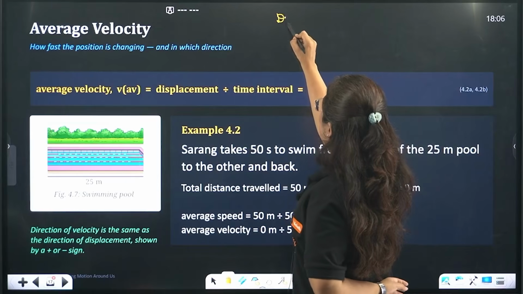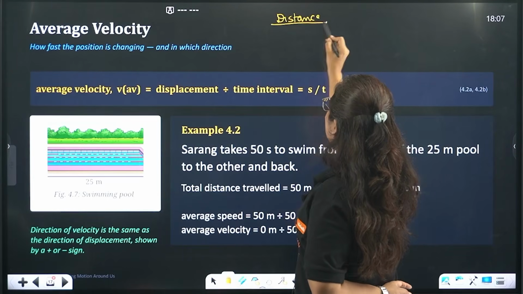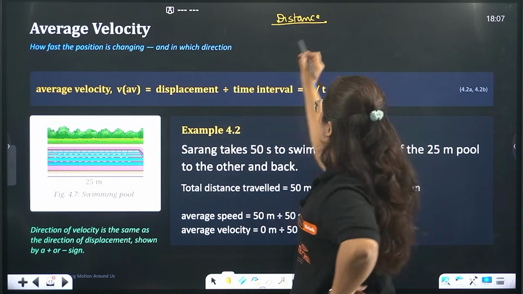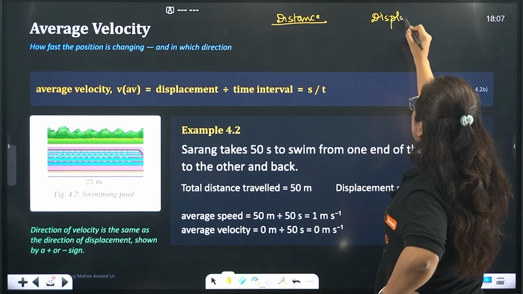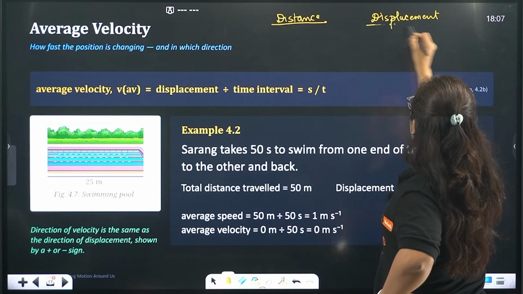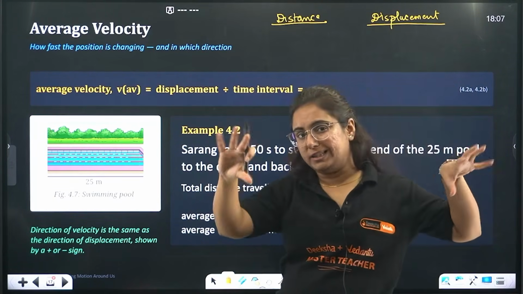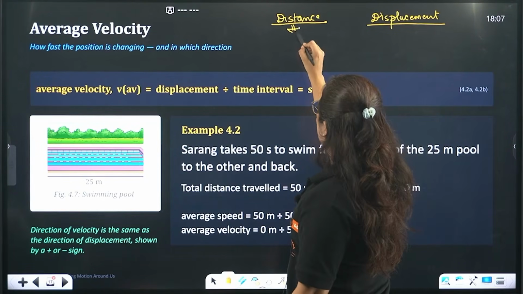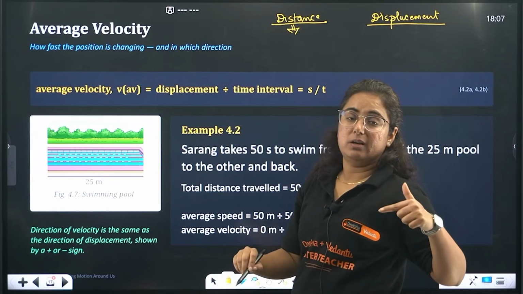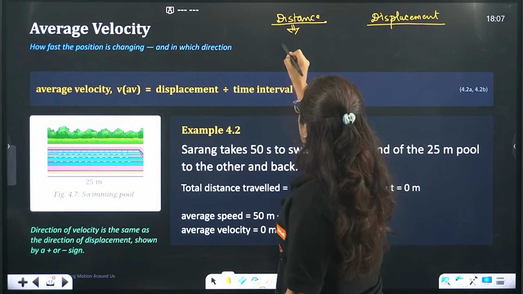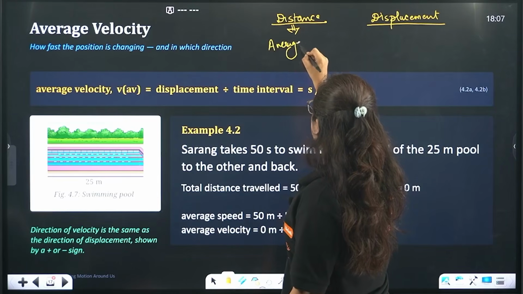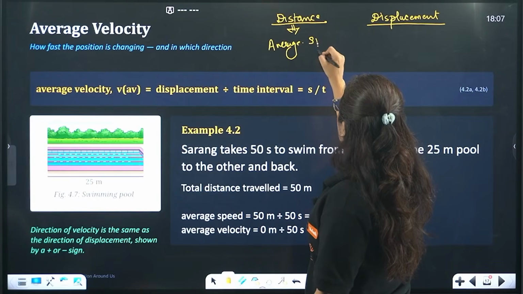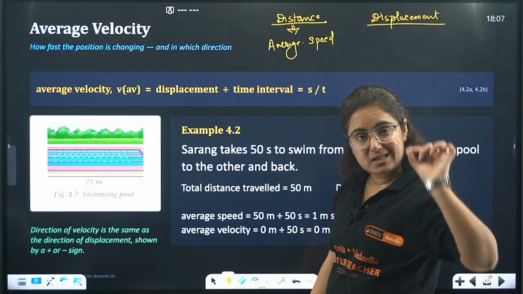There are two concepts we learned. That is distance, the actual distance covered, the total distance covered from position A to position B. Then we reached displacement, the net distance covered in an interval of time to reach from the initial to the final position, the net or shortest distance. When we were studying distance, we also got one more phenomenon, that is average speed. What do you mean by speed? Speed is distance upon time.